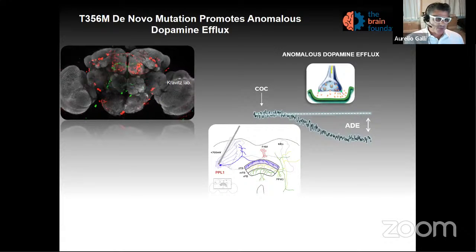And we've done several studies characterizing, structurally and in terms of the signaling pathway, what regulates the anomalous dopamine efflux, including, as we saw for the A559V mutation, phosphorylation of the N-terminus of the dopamine transporter. So what does this behavior mean?